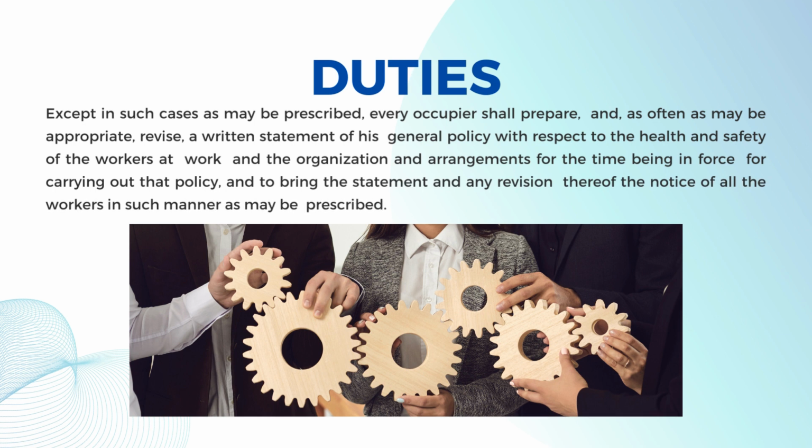This means the occupier of a factory has to have a plan for keeping their workers safe. This plan should include things like identifying the hazards in the workplace, putting in place measures to control those hazards, training workers on how to stay safe, and monitoring the effectiveness of the safety measures. The occupier also has to make sure that the workers know about the plan and how it works. This means that they should give the workers a copy of the plan, or at least make it available to them.